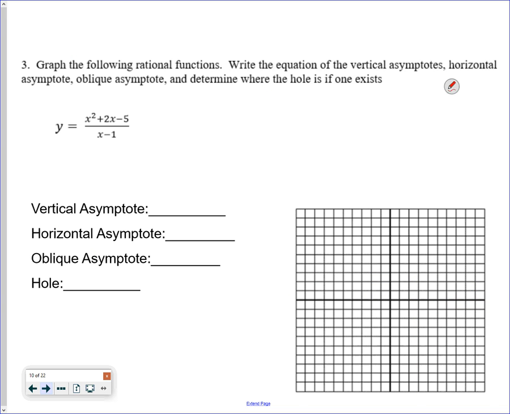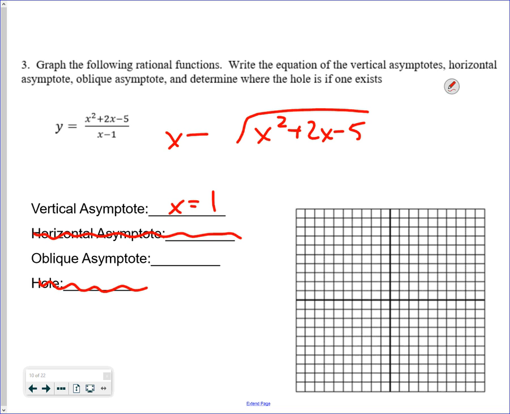The top does not factor. So therefore the vertical asymptote is 1. Nothing cancels, and the degree of the top is bigger than the bottom. So for the first time, we don't have a horizontal asymptote. We must have an oblique asymptote. In order to come up with the equation for the oblique asymptote, we must do long division.